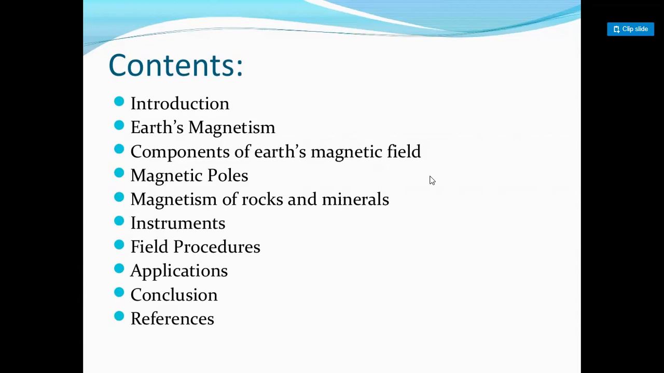So different magnetometers are available at present for conducting magnetic surveys. Measurements are made using fluxgate, proton precession, Overhauser, and optical absorption magnetometers.